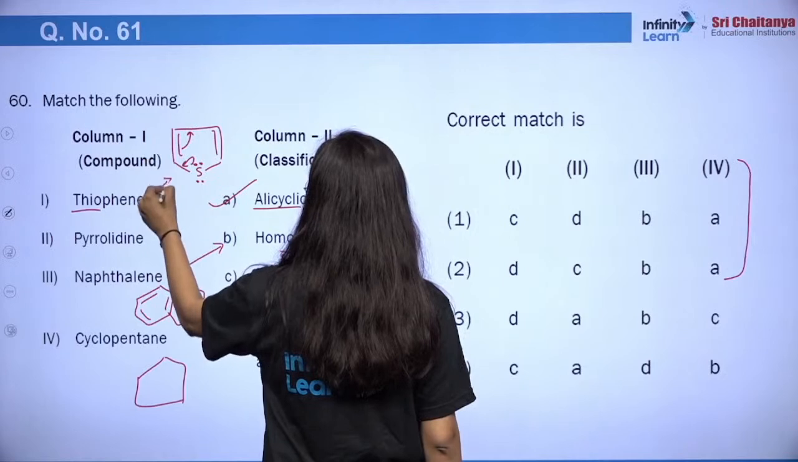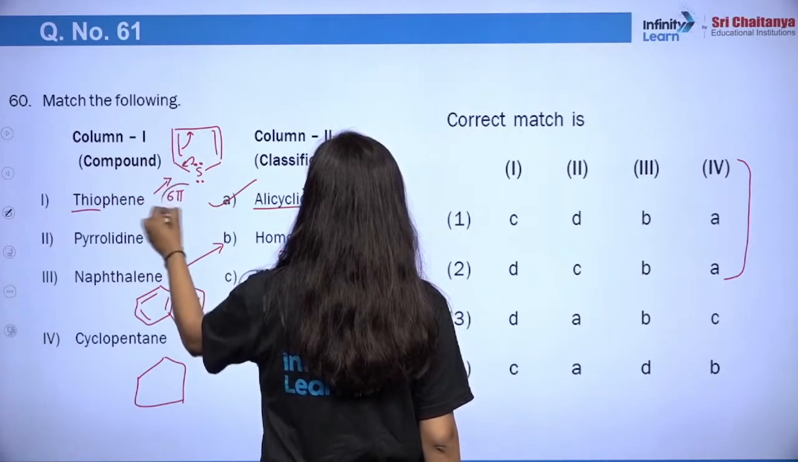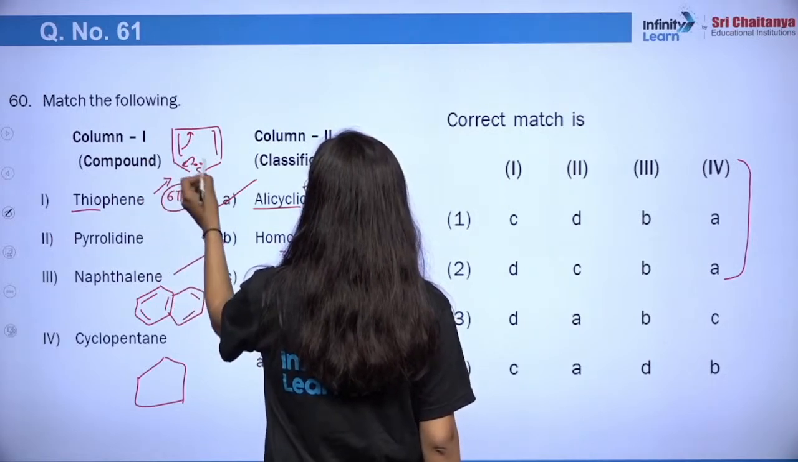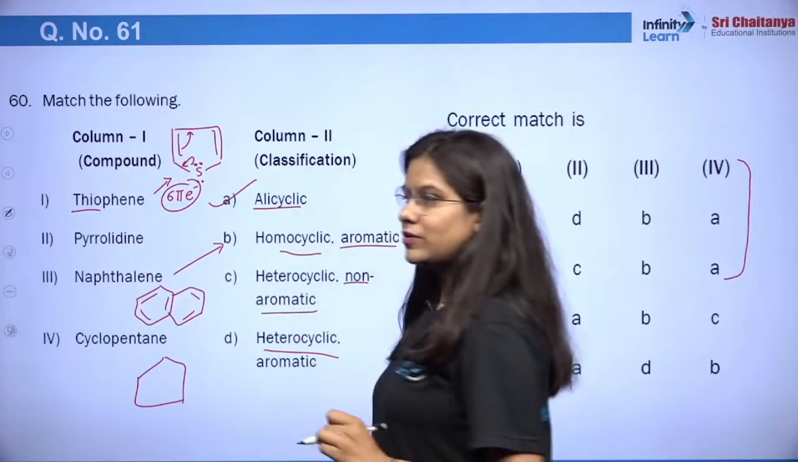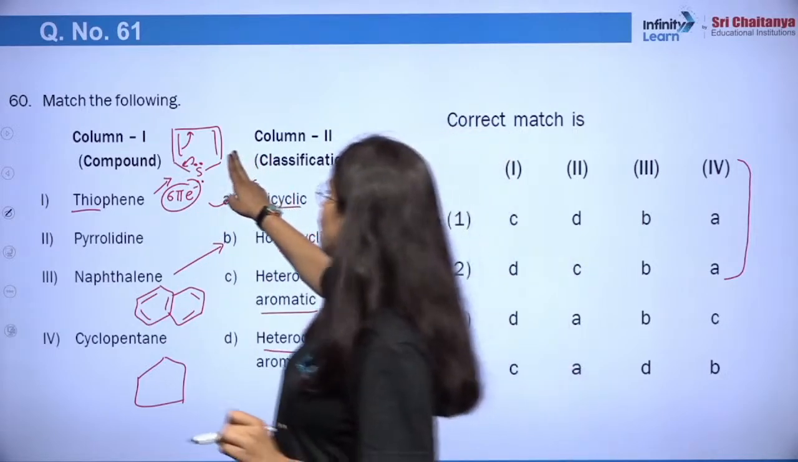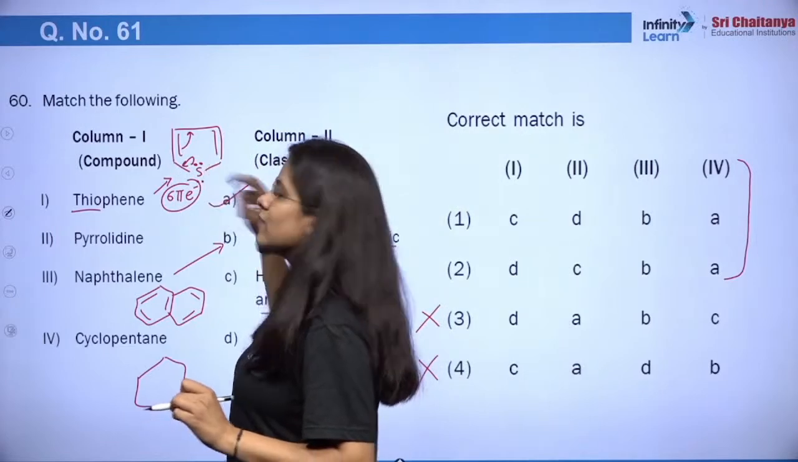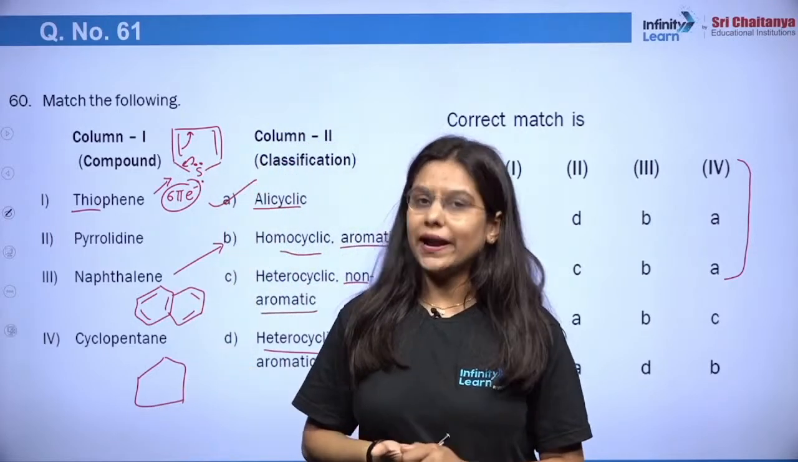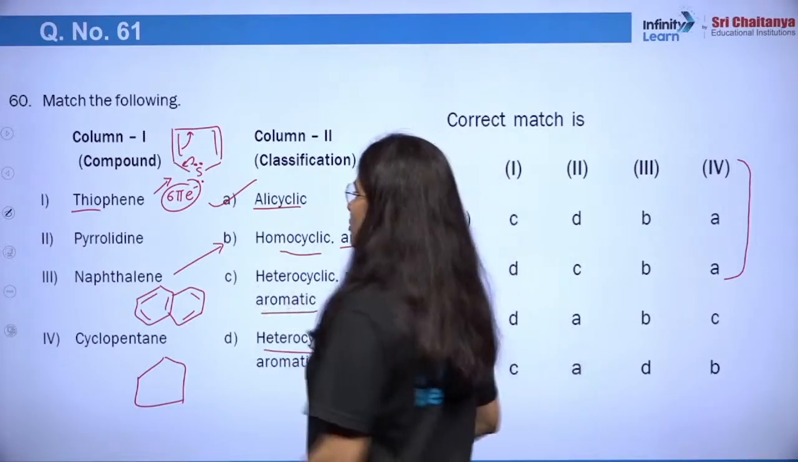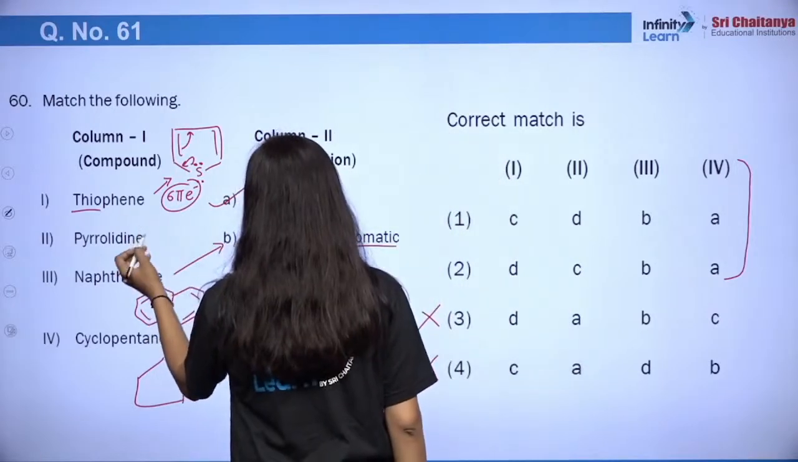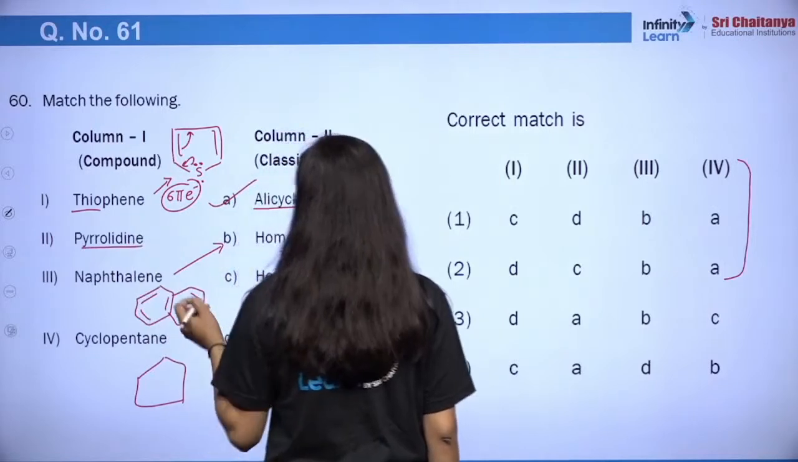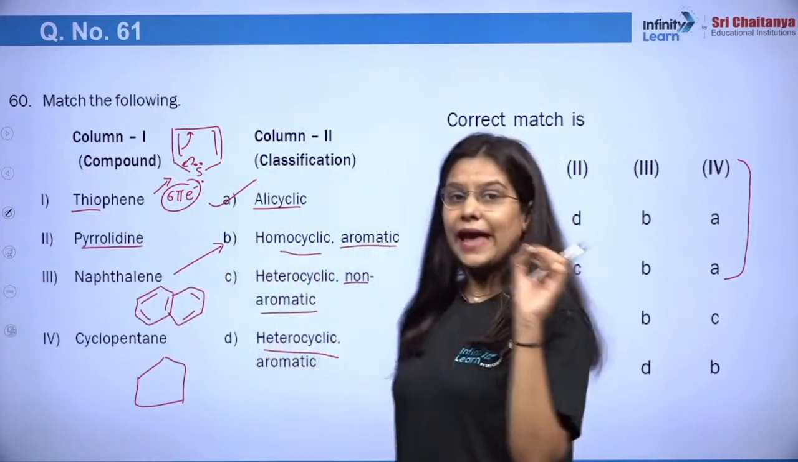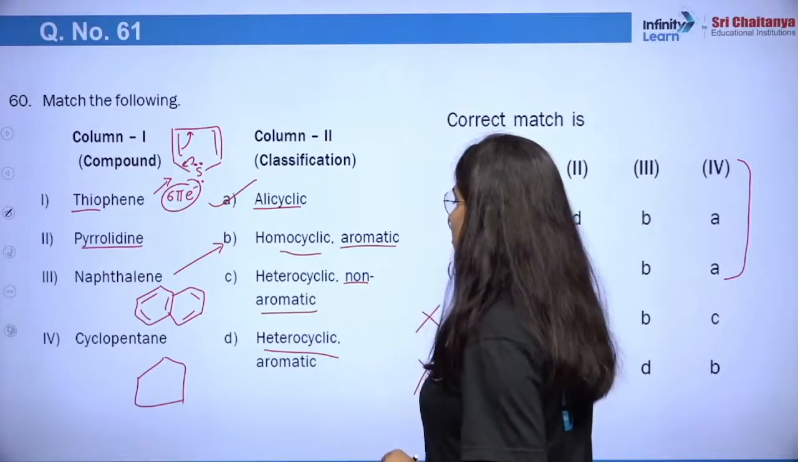So, here I can say that it has 6 pi electrons. Why? Because these electrons will also participate in resonance and also 4 electrons are there, 4 plus 2, 6. So 6 pi electrons will be there, it will be aromatic. Or coming to the pyrrolidine, what is pyrrolidine? Pyrrolidine contains an amine, NH group, right? So this will be pyrrolidine.